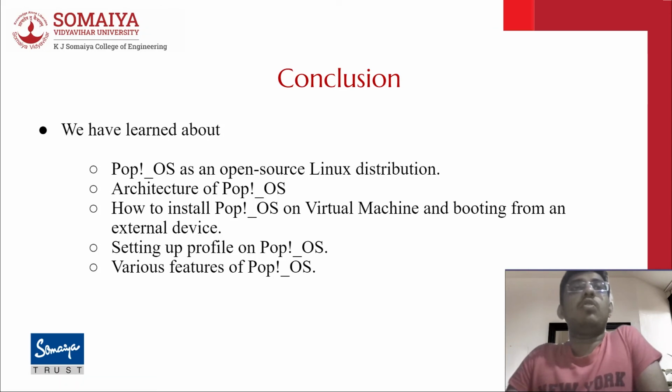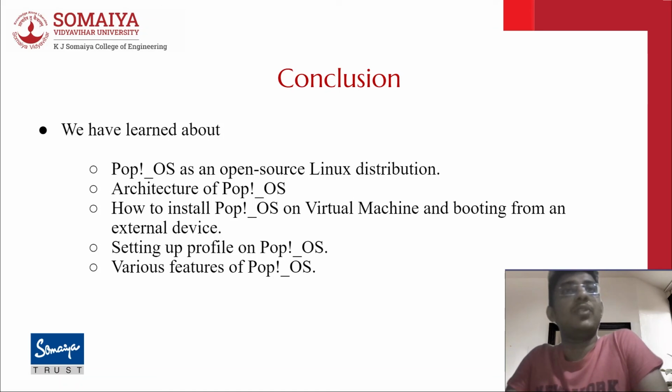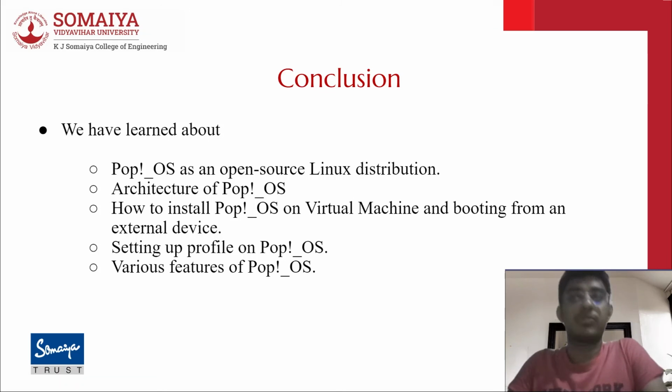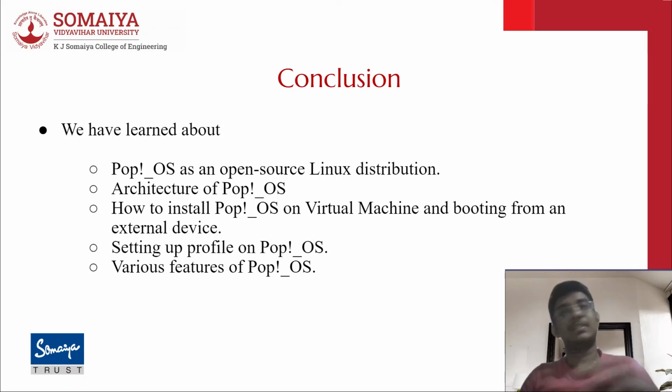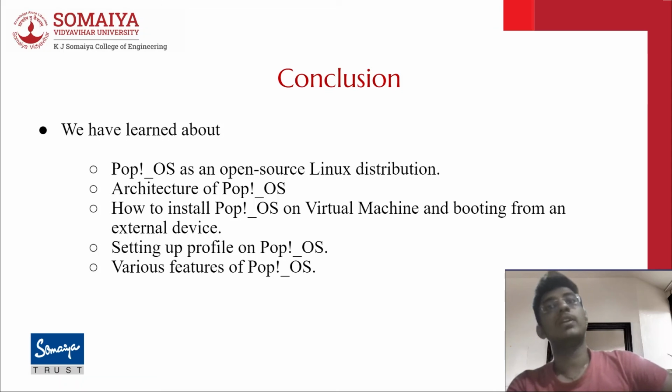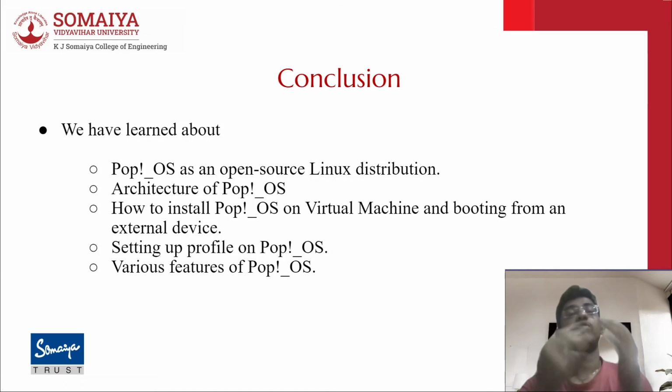Okay, so now we move on to the conclusion part. Here we have learned what Pop OS is, that is, Pop OS is an open source Linux distribution. Then what was the architecture of Pop OS? We have described that as well. Then how to install Pop OS was well explained by Siddhant on VMware and by booting from an external device. Then setting up profiles on Pop OS and various features of Pop OS were explained by Soham. So all this comprises the info about Pop OS.